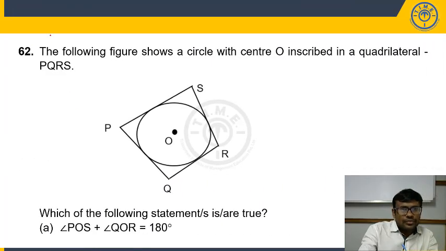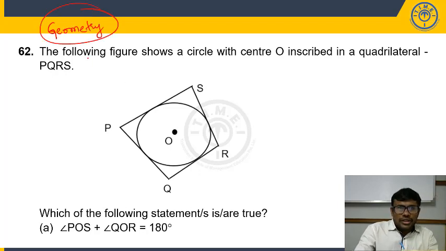It's a geometry question. The following figure shows a circle with center O inscribed in a quadrilateral PQRS. There is a quadrilateral PQRS, you can see in the figure, and a circle was inscribed in PQRS. Which of the following statements is or are true? So we have to check which statements are true.